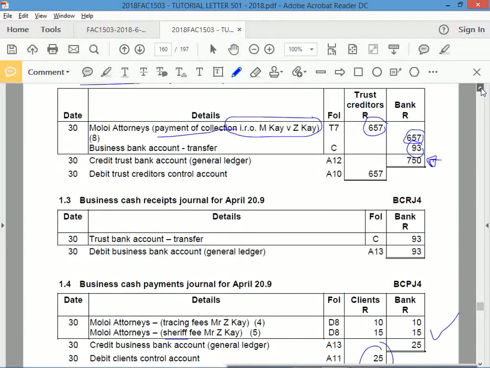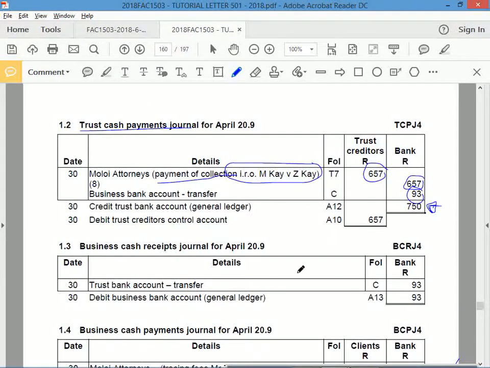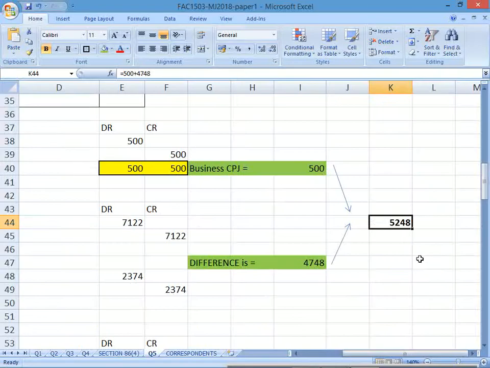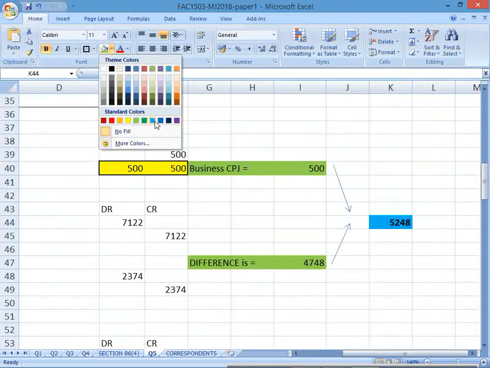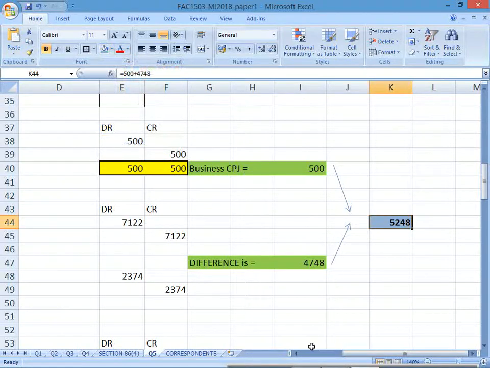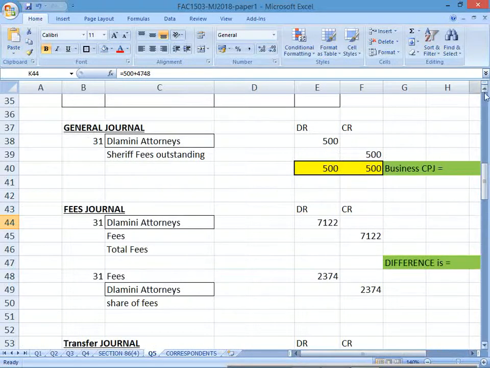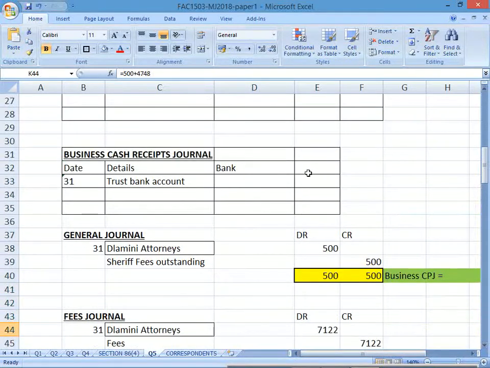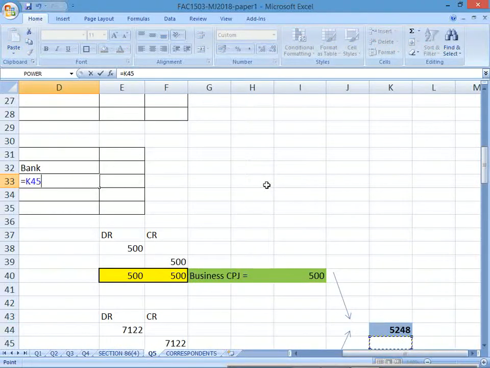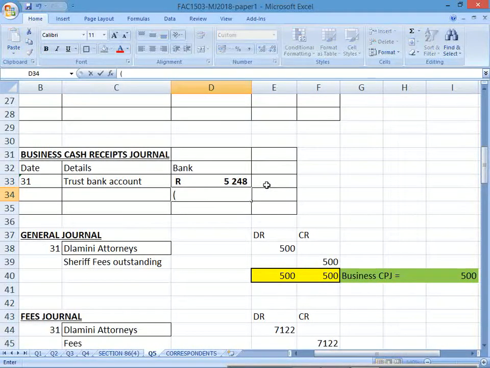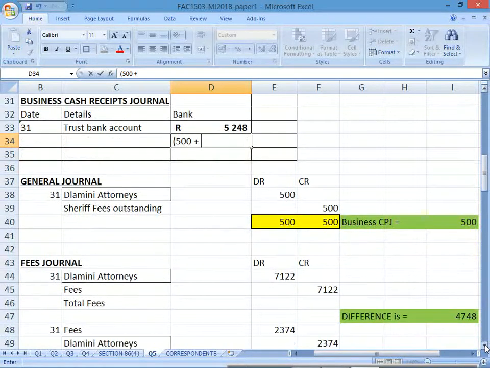This 5248 is the equivalent to the 93, and the 93 is what we're going to record here in the business cash receipts journal. So this figure that I've got there, 5248, is going to be recorded in the business cash receipts journal, equals that figure over there. So this is actually the 500 plus the 4748, close brackets. That's where that's coming from.